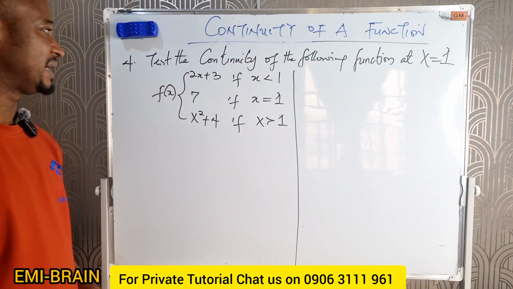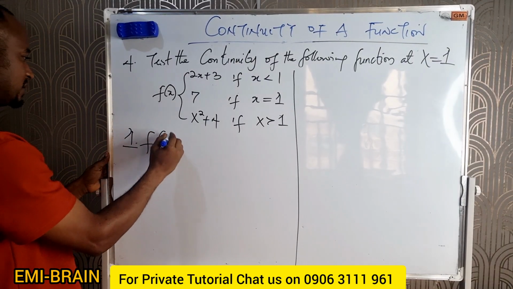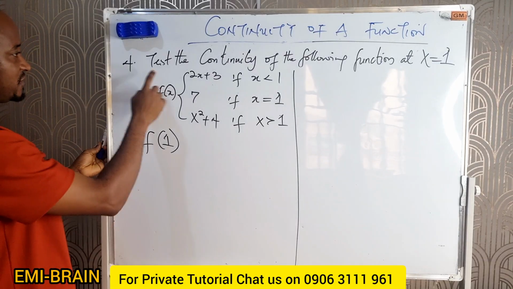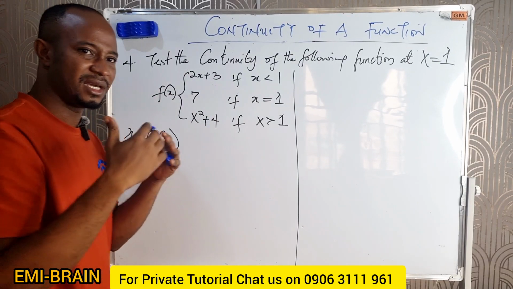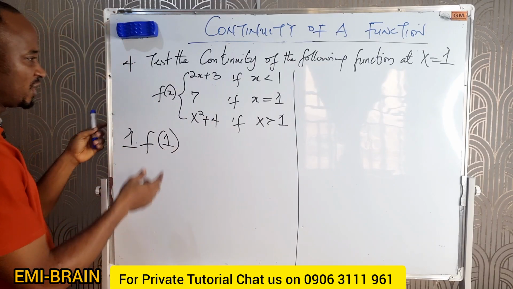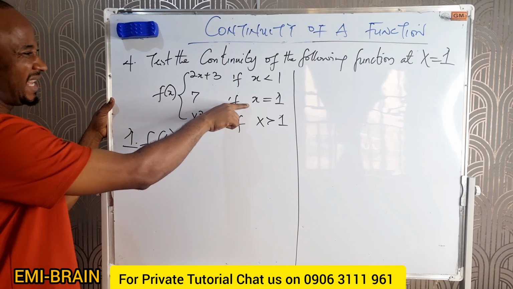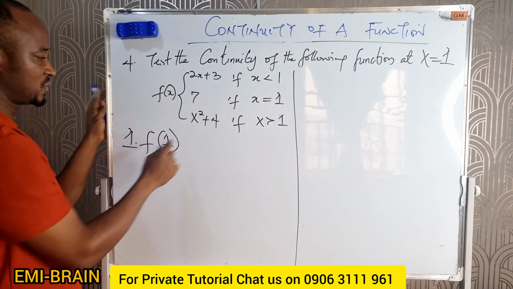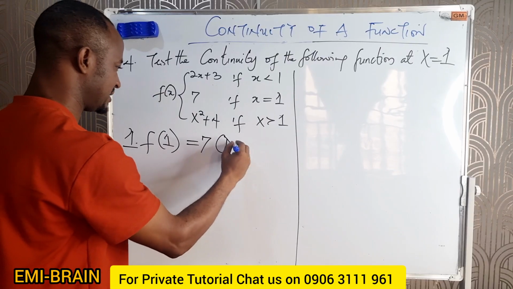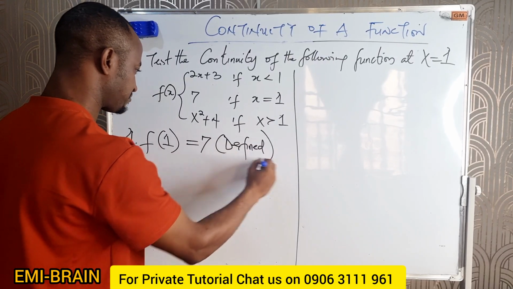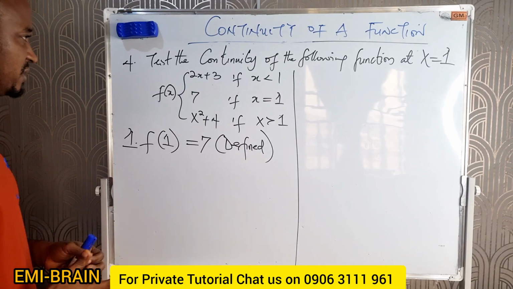The first step is to define f of 1. If you look at these 3 functions, which of these functions will define f of 1? F of 1 means x is equal to 1. Definitely it is the second function. We are told that x is equal to 1, so f of 1 is equal to 7. This is what is defined. Number 2 is that we have to find the limit of this function.